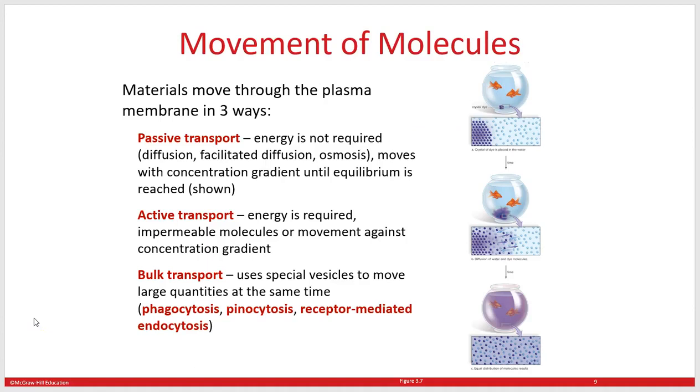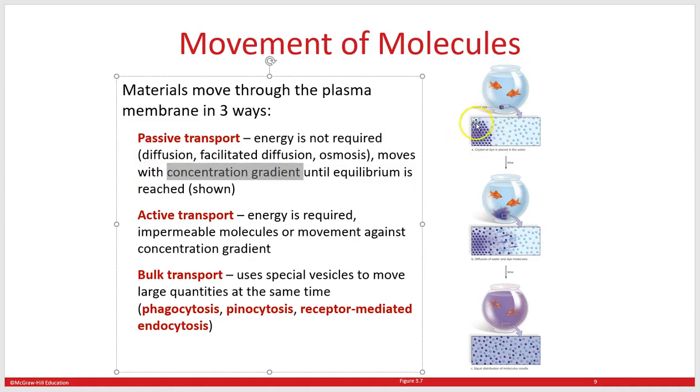Materials can move through the plasma membrane in one of 3 ways: passively, and it's called passive because it's not requiring energy to do so. Diffusion, facilitated diffusion, osmosis. All of these move from an area of high concentration to low concentration, and that's what this concentration gradient means.